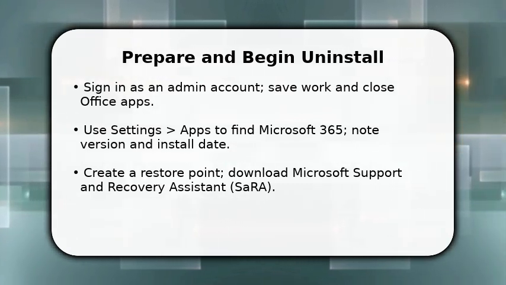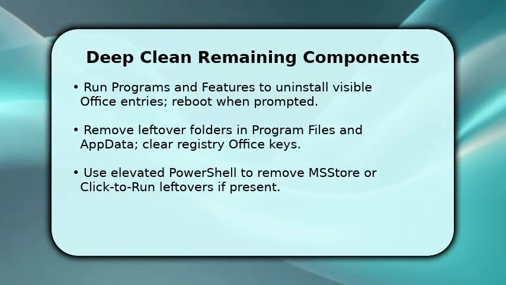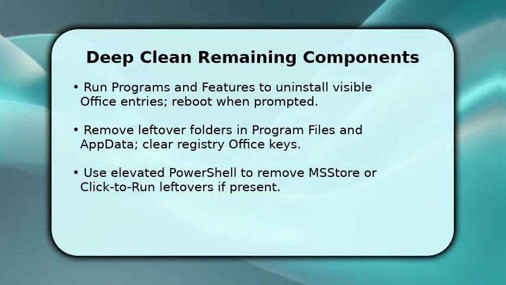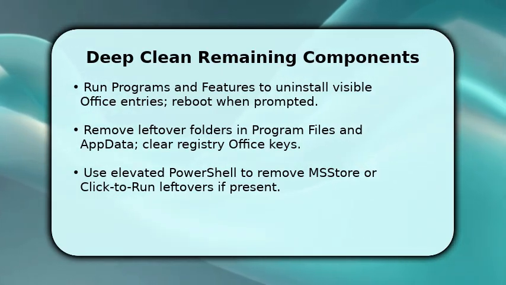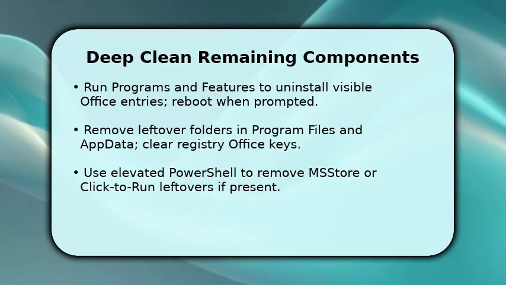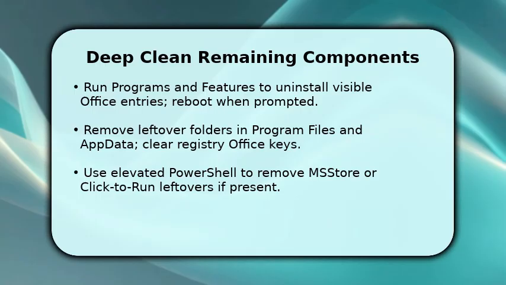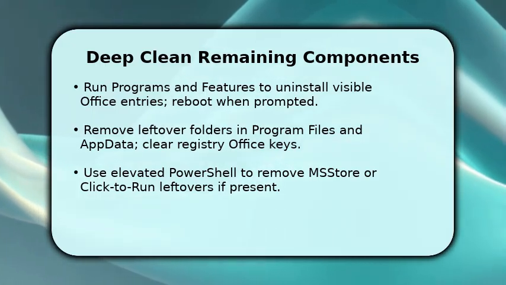After SaRA, check Programs and Features for any remaining Microsoft Office or 365 entries and uninstall them. Accept reboots when prompted. Once the main uninstall finishes, remove leftover folders under C:\Program Files, C:\Program Files (x86), and %appdata%\Microsoft\Office. This eliminates stray files.